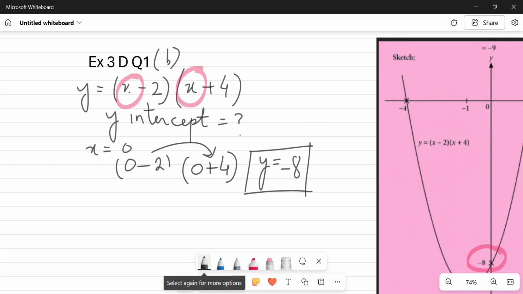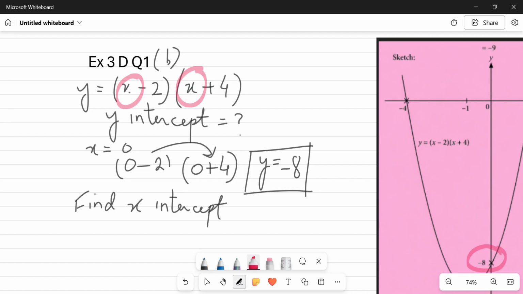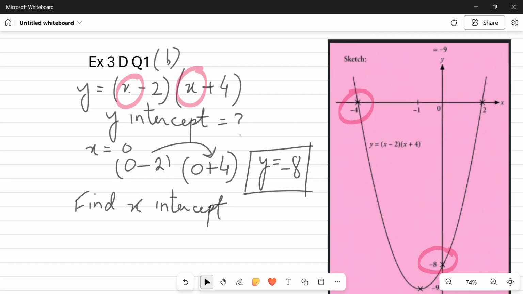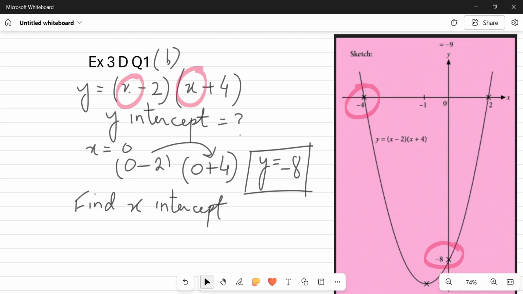Now what we need to do is find the x-intercepts, meaning these 2 points, this one and the other one. I'll show you the diagram. The x-intercepts are the points which lie on the x-axis. Now how are you going to find the x-intercepts? Take y as 0, because here the value of y is 0.